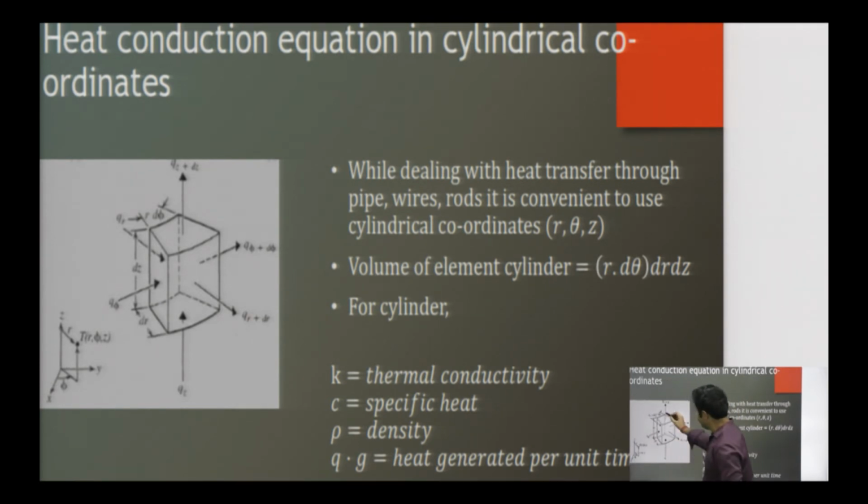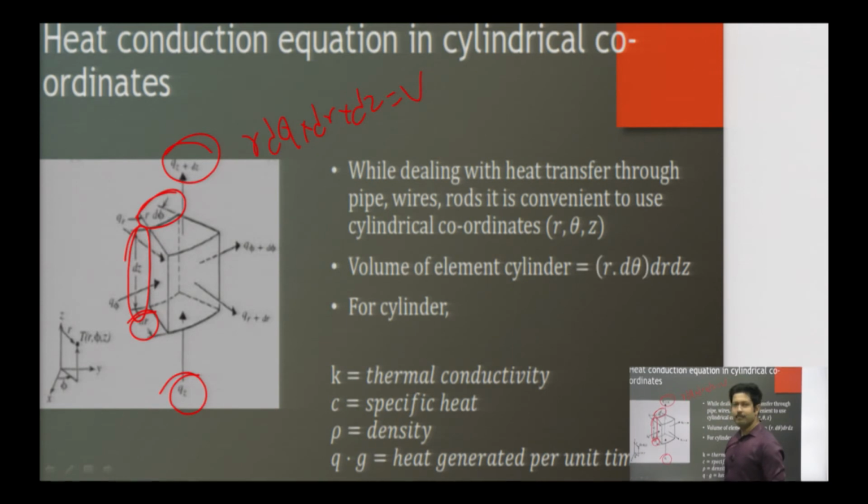See, this is r dφ, this is dz, and this is dr. So the volume is r dφ into dr into dz. This is qz coming in, qz plus dz going out. Q phi is entering here, q phi plus dφ, you can say it is q theta here. And then qr here and qr plus dr coming out here.